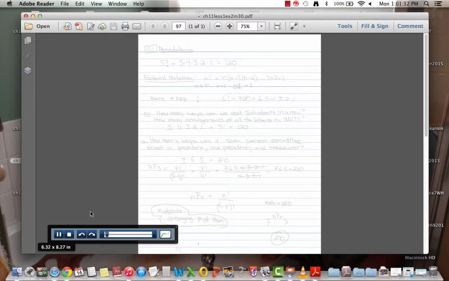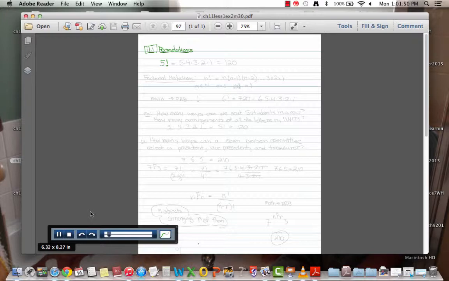This example comes out of section 11.1, permutations. In this first little bit, I want to explain what this means. Now, this is something that you probably haven't run into in math before. It's an exclamation mark, and it doesn't just mean a really loud number 5.